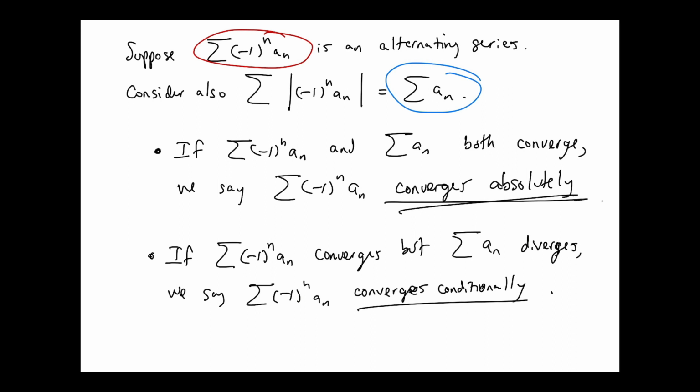Okay. So based on this definition, what does the alternating harmonic series do? Conditional or absolute convergence? It's conditional. Why? Well, does the alternating harmonic series converge? Yes, we demonstrated that. But what's the absolute value version of that? The regular harmonic series. And the regular harmonic series diverges, right? So what does that mean about the alternating harmonic series?